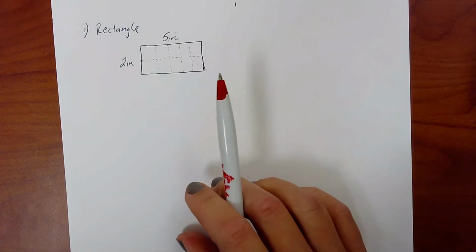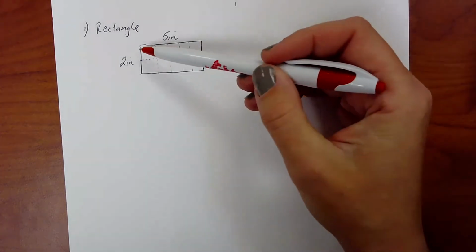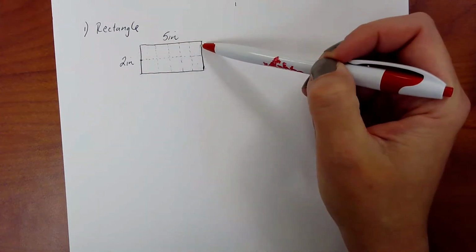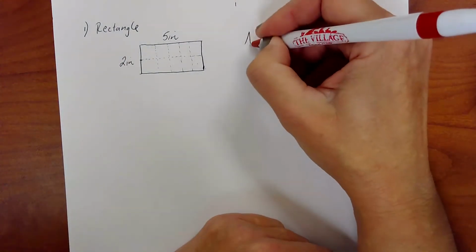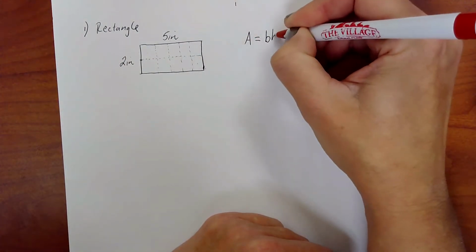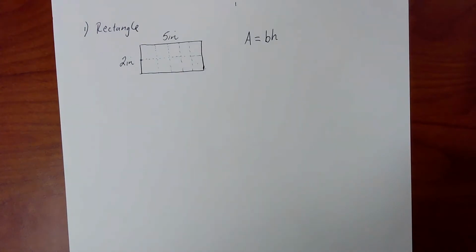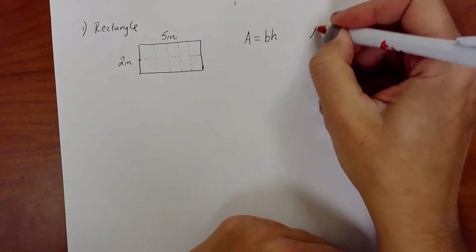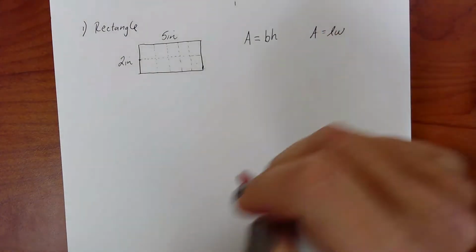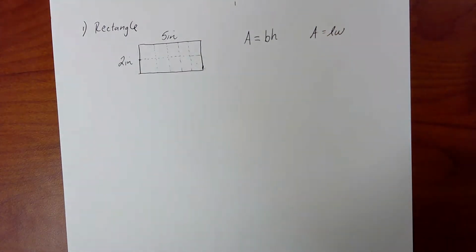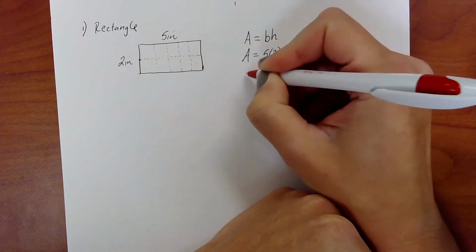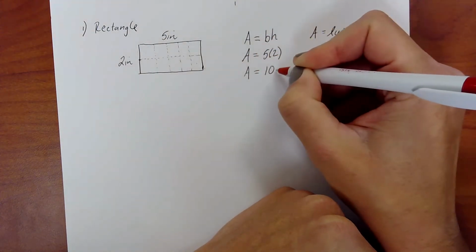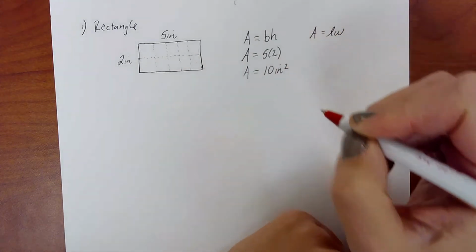What's an easier way to organize and get 10? You know there's 2 this way by 5 this way. Couldn't you just do 2 times 5? Yeah, and that is why the formula for area of a rectangle is just base times height, or length times width, that's fine. You can write that there if you want. You can start with either one of those formulas and plug in what you get here. 5 by 2. So that's 10 square inches.